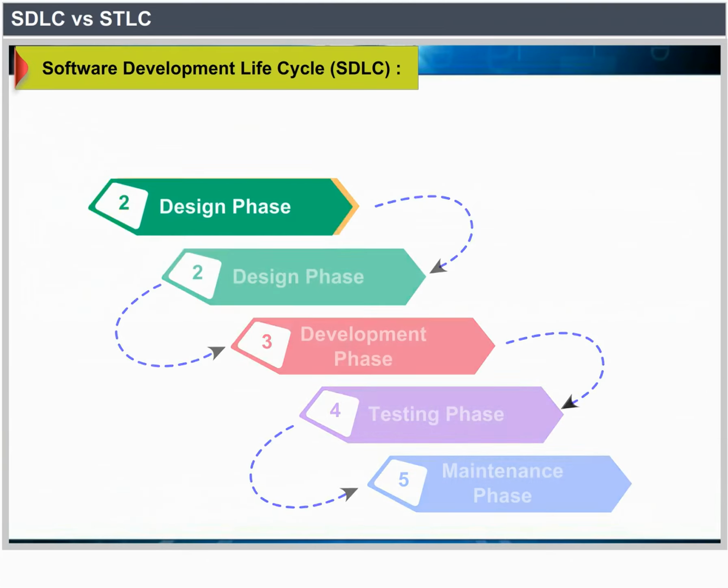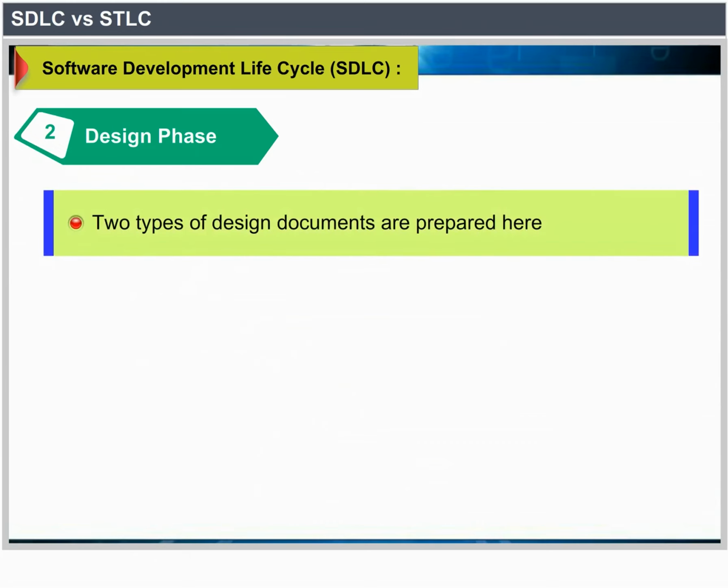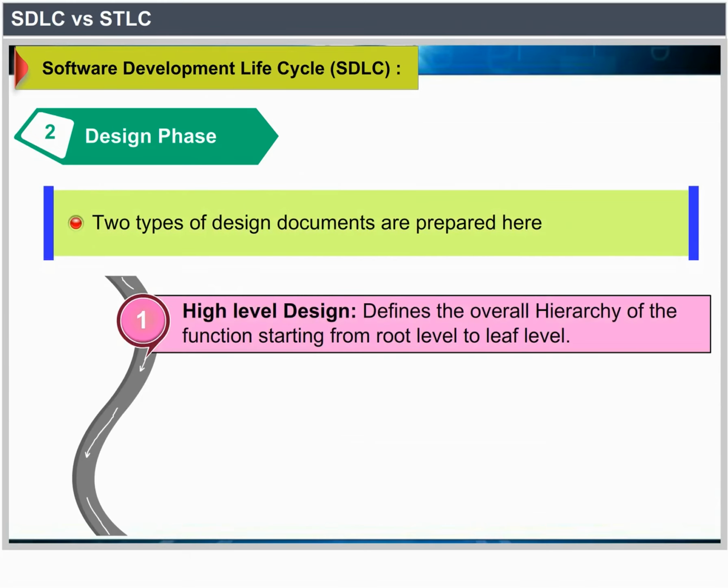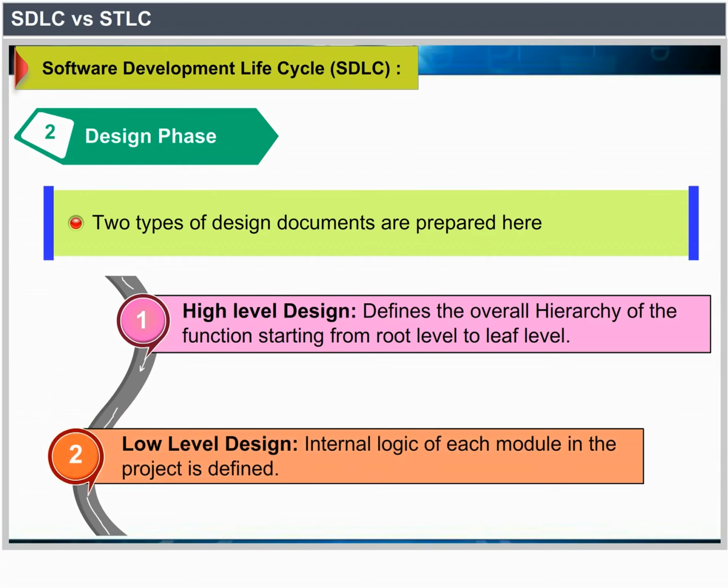Design phase. Two types of design documents are prepared here. High-level design defines the overall hierarchy of the function from root level to leaf level. In low-level design, the internal logic of each module in the project is defined.